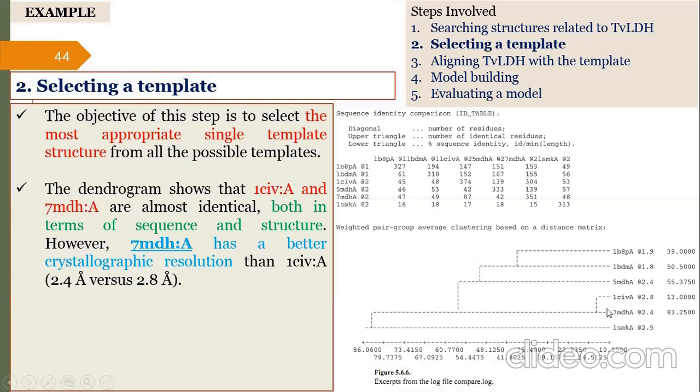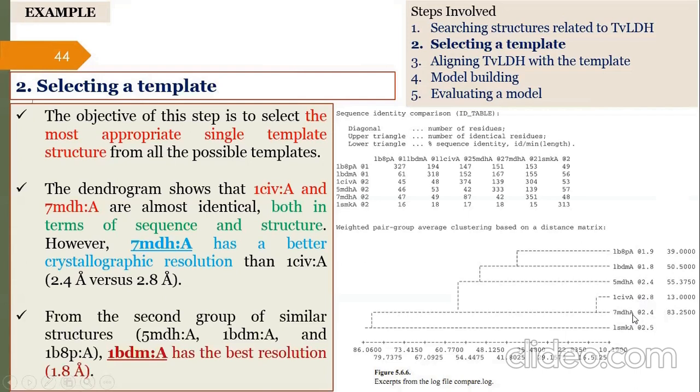So first of all, we need to know these two are closer to one another, as revealed by this dendrogram. However, this 7MDHA has better crystallographic resolution. The lower the value of the resolution, the better the resolution. So 2.4 angstrom versus 2.8 angstrom. 2.4 angstrom is a better resolution and will be selected. So 7MDH, we will select that.